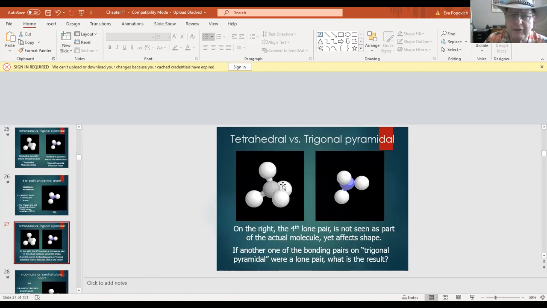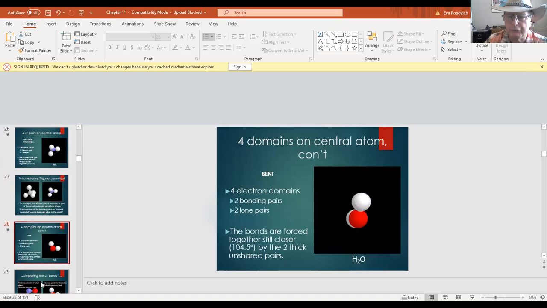What happens if I take another one away? Ian, what shape do I get if I take another little ball away? Bent. I'm going to be bent because all I'm going to see are two of the white balls and one of the blue ball in there, and that's going to give me a bent shape. Because there are two lone pairs out there, those bonds are going to be even tighter. So I'm going to get about 104 degrees for a tetrahedron electronic shape, but a bent molecule.